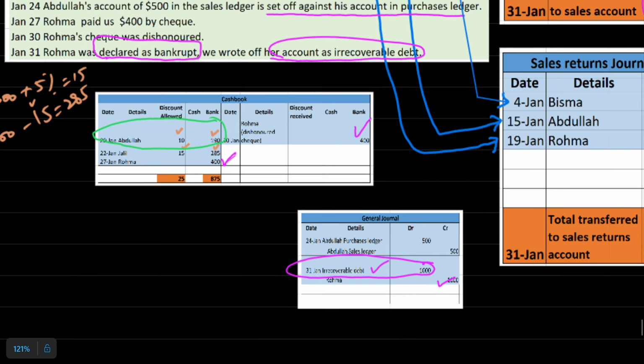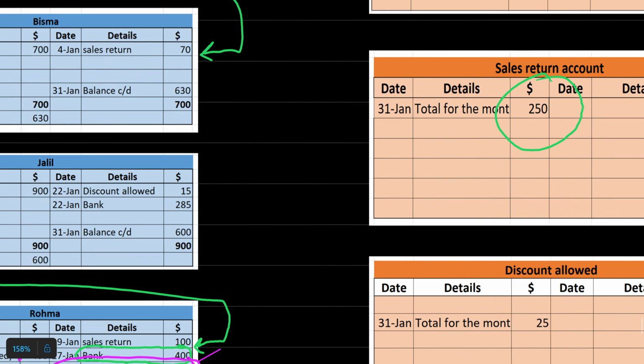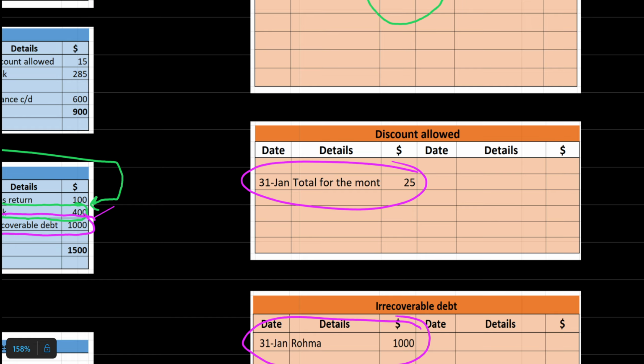And similarly, the discount column on the debit side, its total is posted on the debit side of the discount allowed account like this.